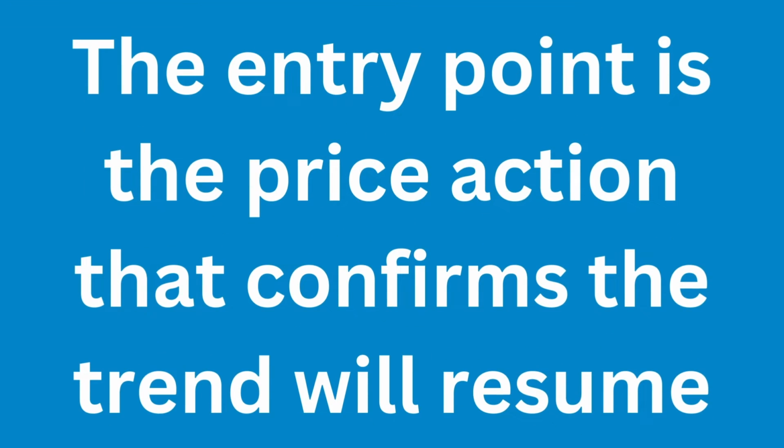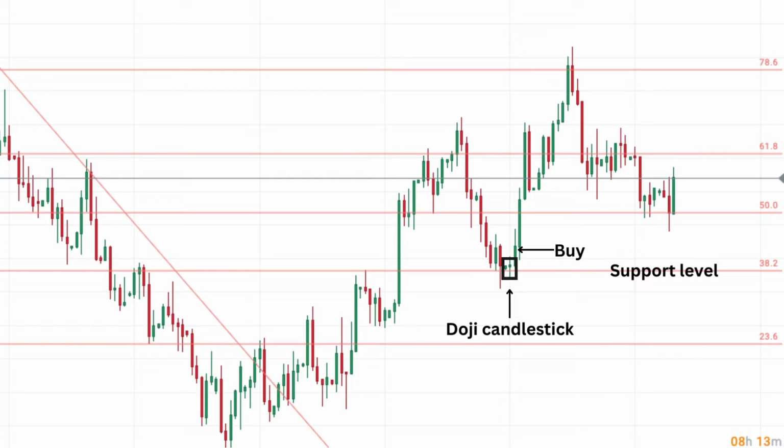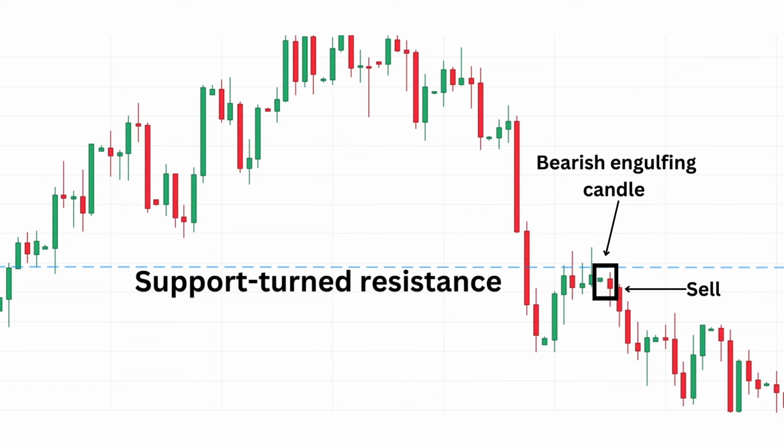Next, you want to find your entry point. The entry point will be the price action where it confirms that the trend will resume. You want to enter your trade when the price action or indicator confirms that this trend is going to continue. For an uptrend, this might be a bullish candlestick pattern off a support level, or for a downtrend, a bearish pattern off a resistance level. And then of course you want to manage your risk, and you want to set stop losses and take profits at logical places on the chart.